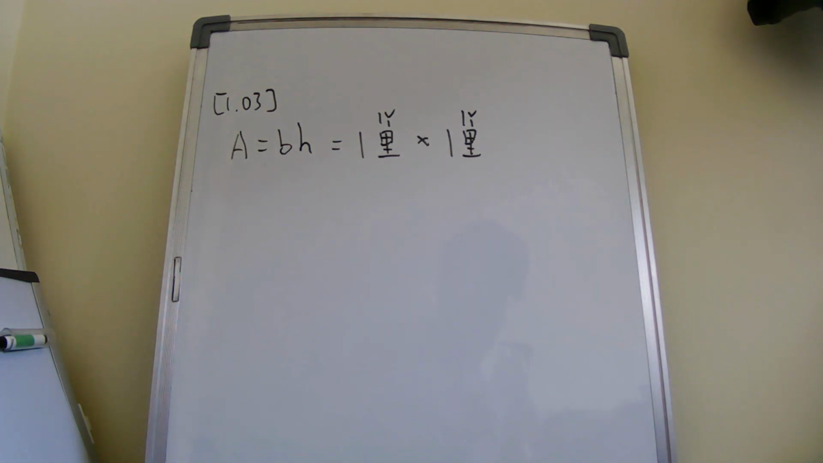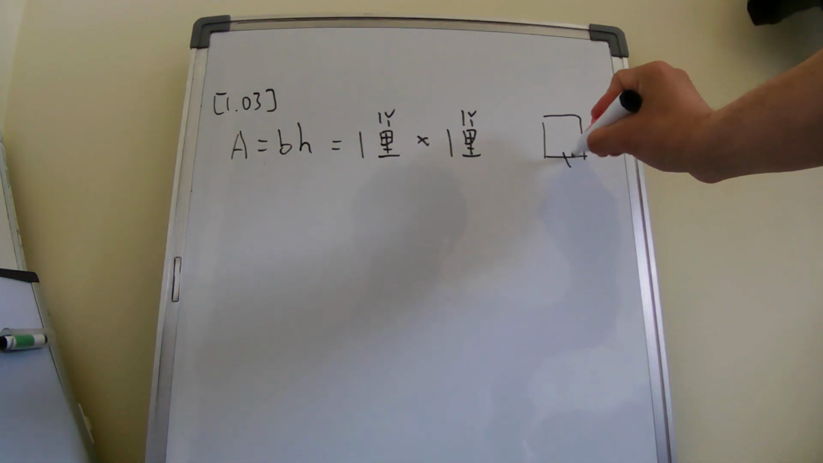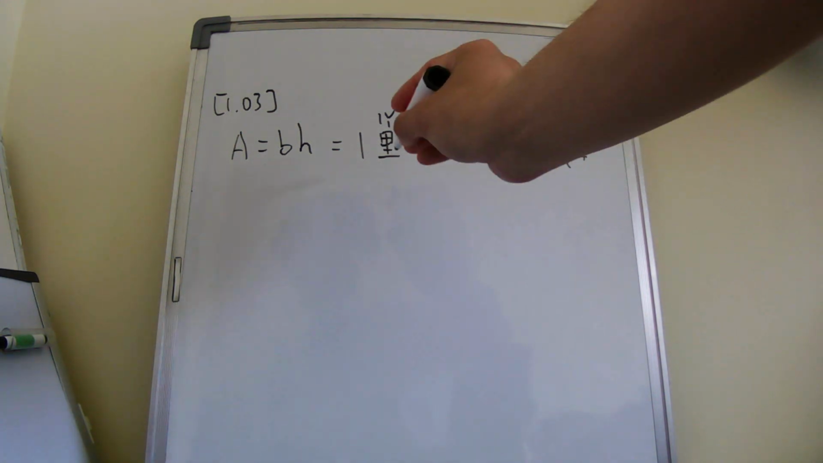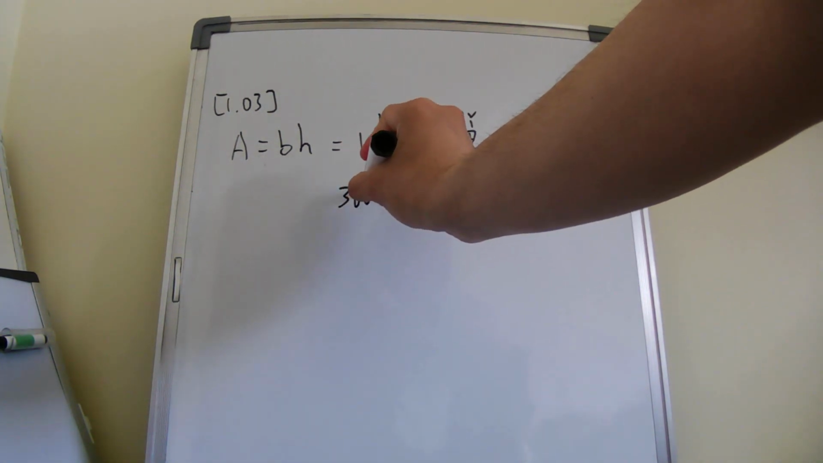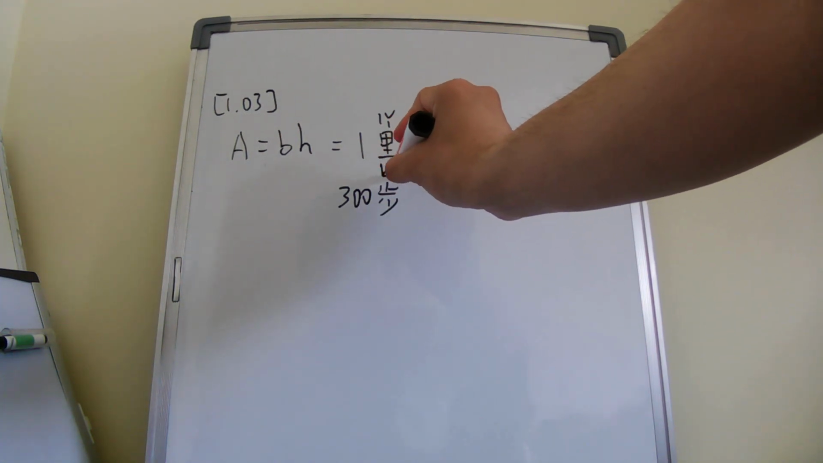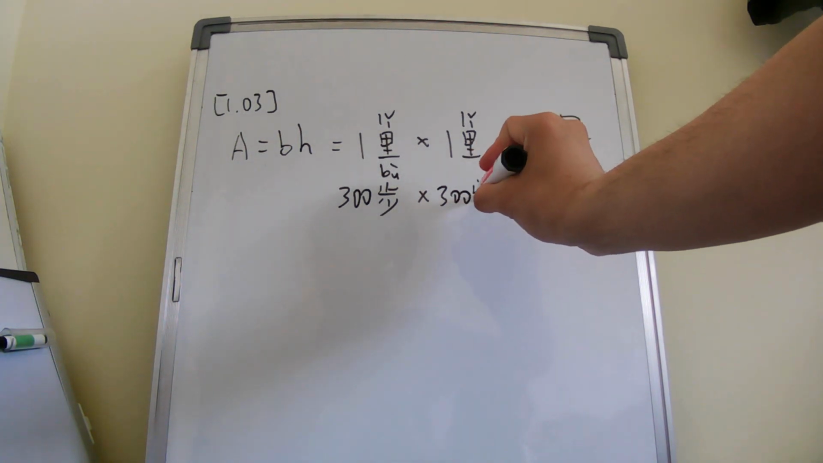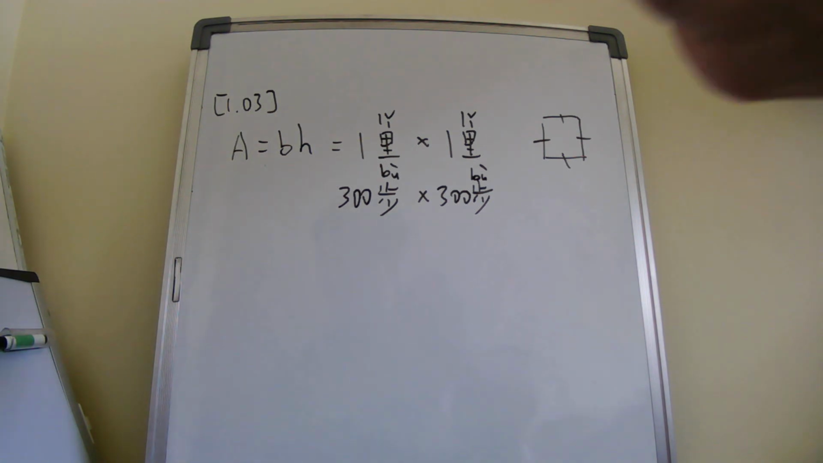Okay, 1 li by 1 li. So it's a square field. I'll just draw that on the side. Same lengths. And remember, 1 li translates to, is equivalent to, 300 bu. All right, bu, that's the pace, about 1.5 meters.